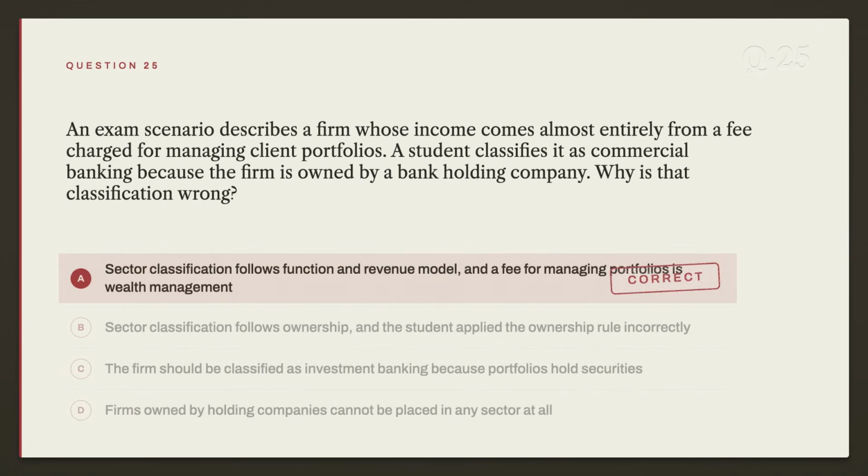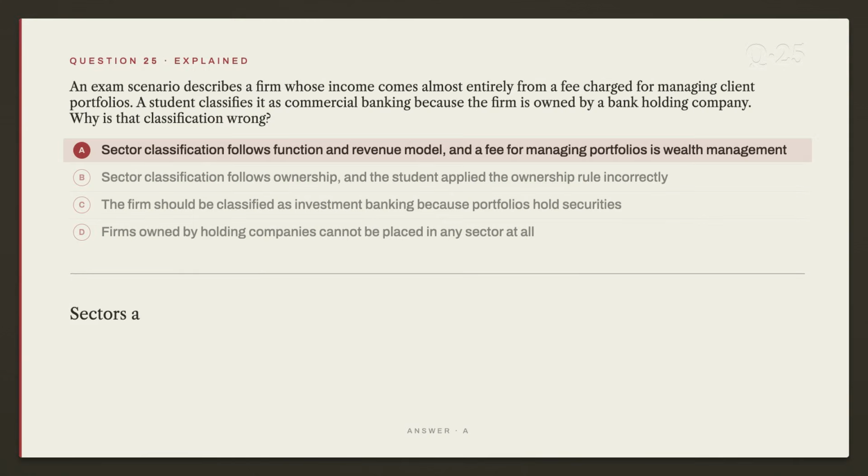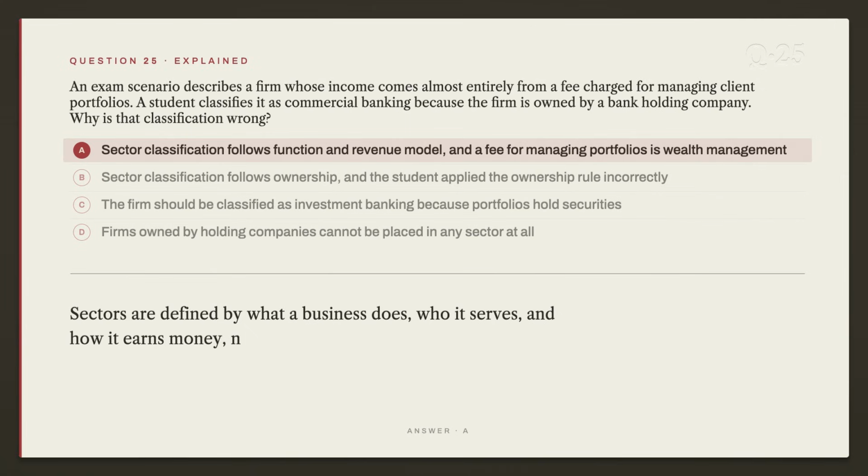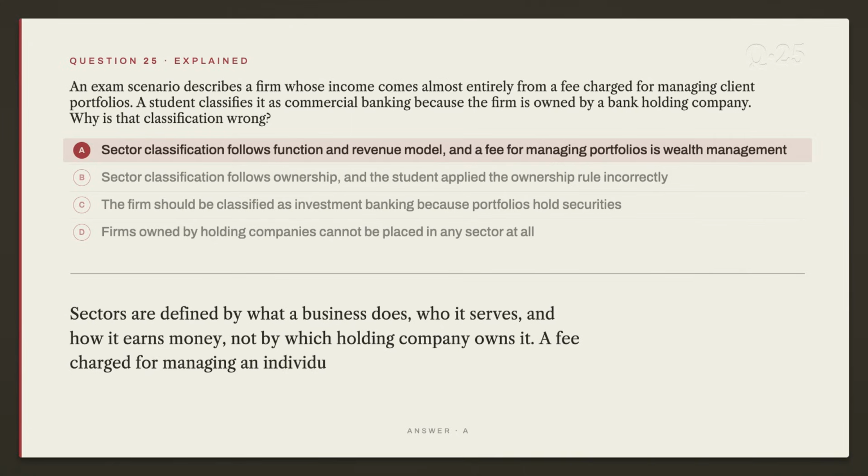The correct answer is A. Sector classification follows function and revenue model, and a fee for managing portfolios is wealth management. A is correct because sectors are defined by what a business does, who it serves, and how it earns money, not by which holding company owns it. A fee charged for managing an individual's portfolio is the wealth management revenue model, while commercial banking earns a net interest margin on deposits and loans. Even inside a combined institution, the three sectors are typically operated, capitalized, and regulated as distinct businesses.